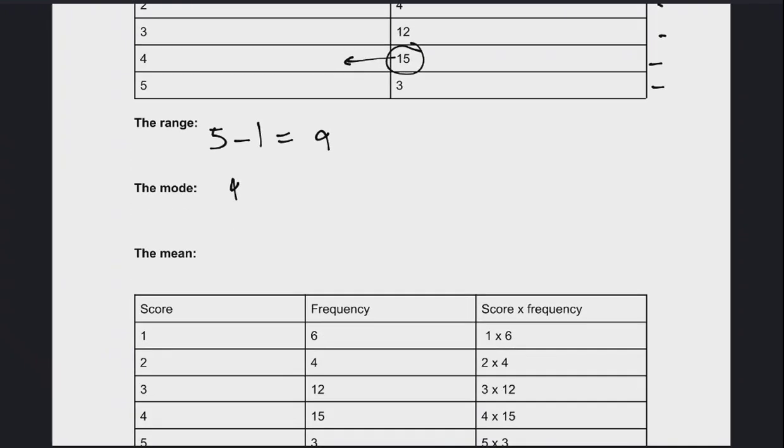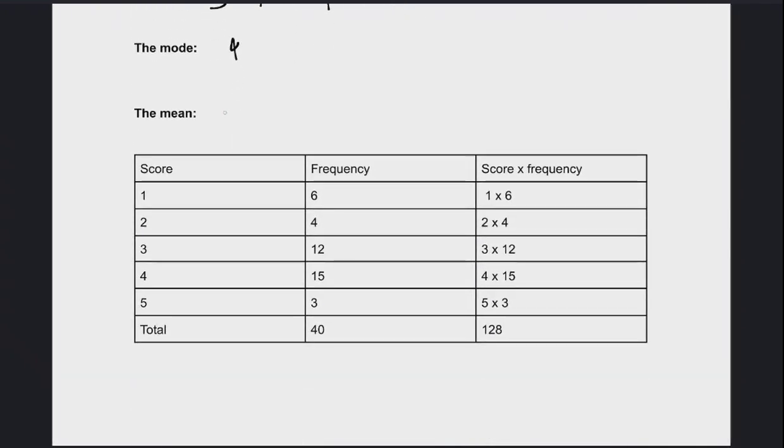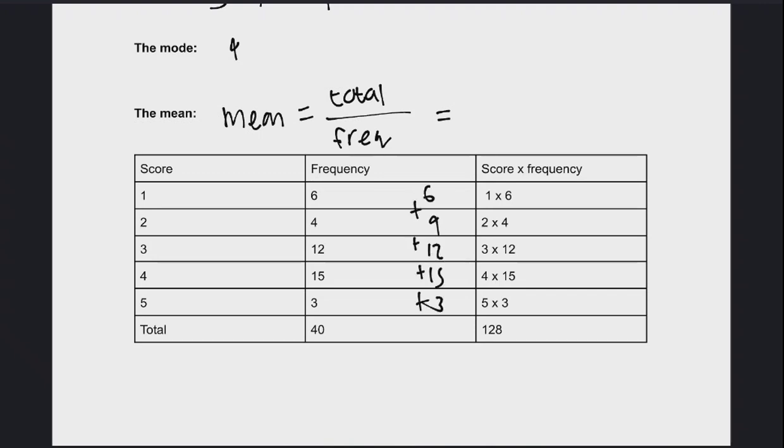Okay, so the next one to think about is the mean. Do you remember our mean calculation? That is going to be our total divided by our frequency, basically. So let's work out both sides of this fraction. First of all, let's look at our frequency. The frequency is just going to be 6 plus 4 plus 12 plus 15 plus 3, and that is going to be equal to 40. He's fired 40 shots, so that is going to be the total frequency.